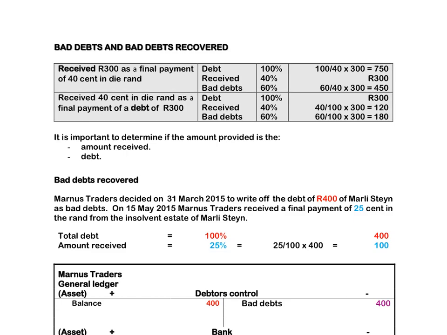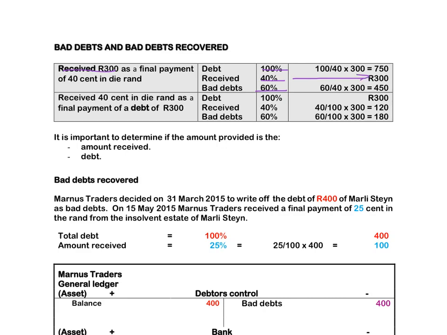Good morning. We will pay attention to bad debts and bad debts recovered today. Received 300 Rand as a final payment of 40 cents in the Rand. The total debt is 100%. 40% of the debt is received and 60% of the debt will be written off. The amount given is the amount received, so that 40% equals 300 Rand.